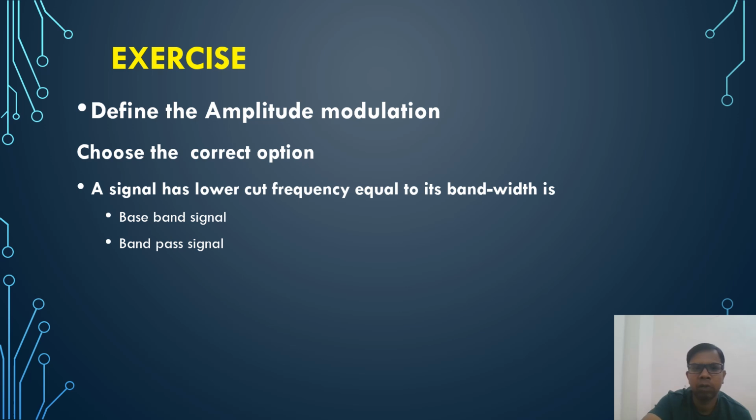So depending upon these slides, this is the simple exercise we can do. Define the modulation index. And the second one is choose the correct option: a signal has lower cutoff frequency equal to its bandwidth is baseband signal or bandpass signal. So you can answer this question. This is very simple. So the modulation index definition is... and a signal has lower cutoff frequency is baseband signal.